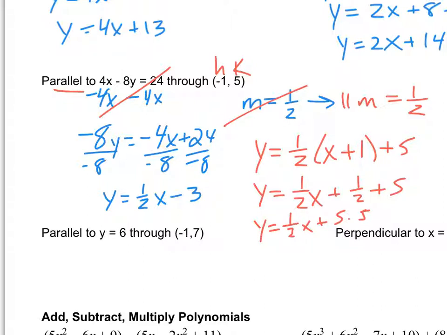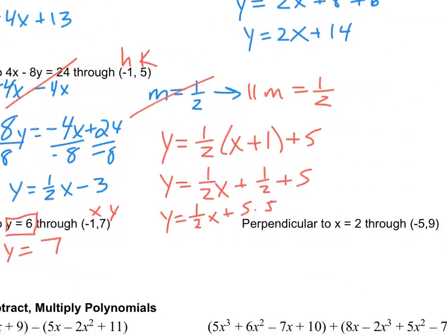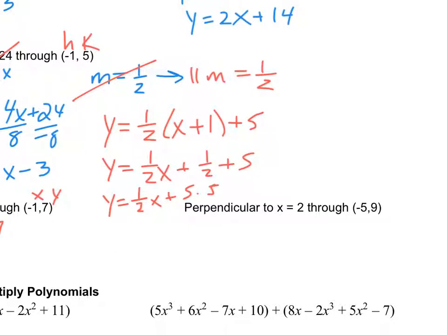Okay, the last two have one variable. So if I start with one variable, I'm going to end with one variable. So parallel means it's going to be the same variable. So if I start with y, I end with y. And then what's my y value they give me? 7. Perpendicular means it's the other variable. So if I start with x, I'm going to end with y. And then I look at my point. It has an x and a y, and my y value is 9.